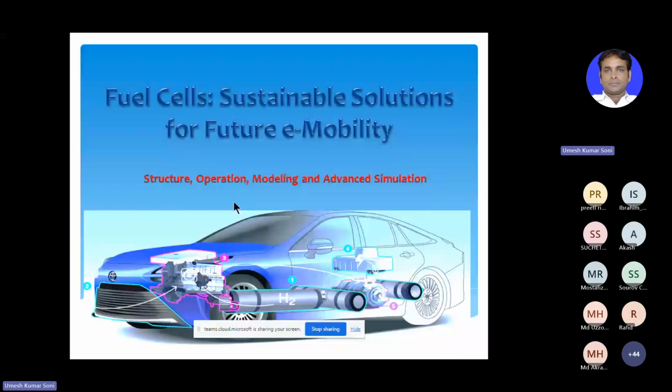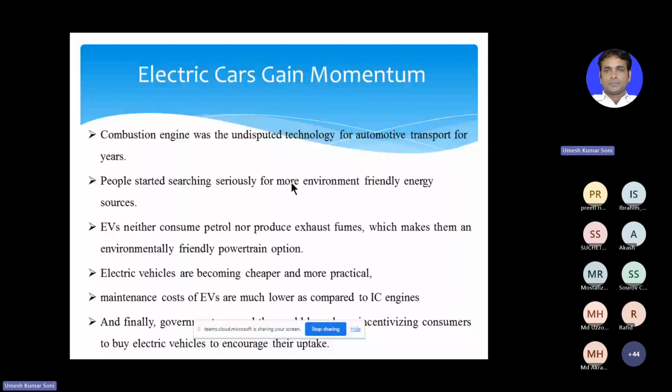So in this presentation, I will discuss the structure and operation of the different types of fuel cell models. Overall, the 3-day workshop will cover the modeling and advanced simulation, together with the different systems containing the fuel cell and its control.